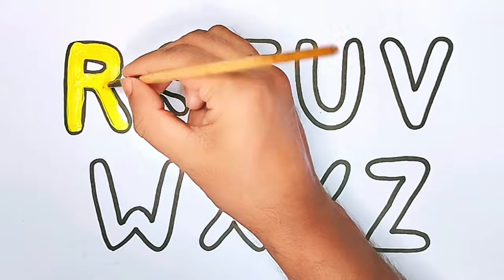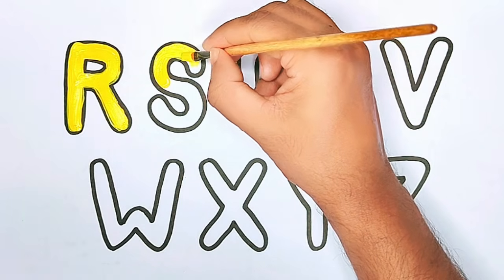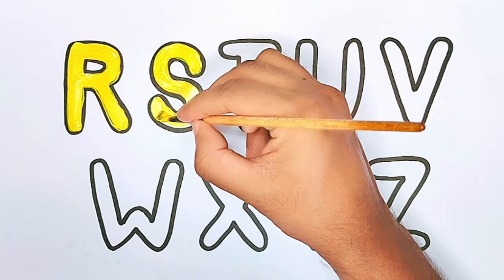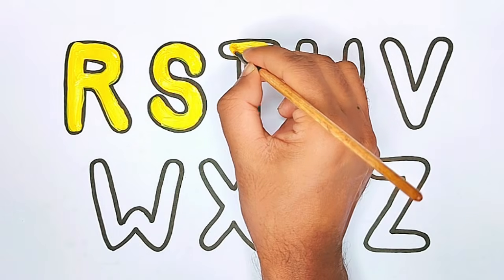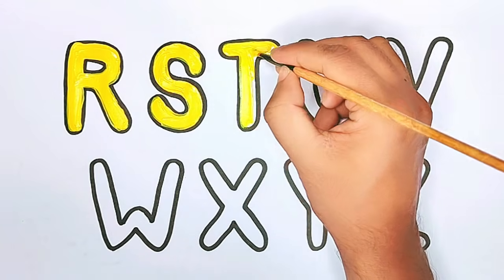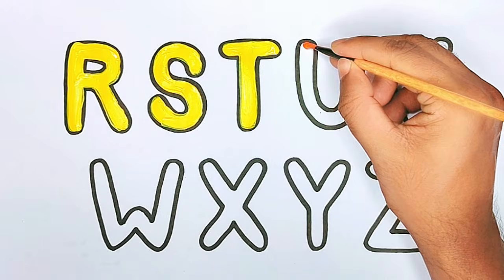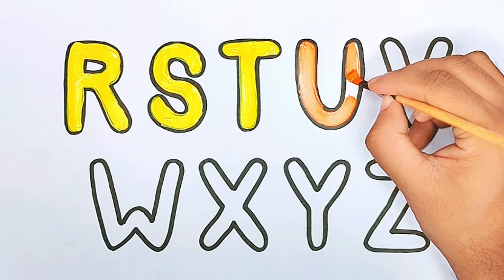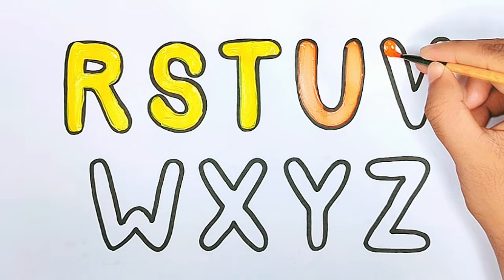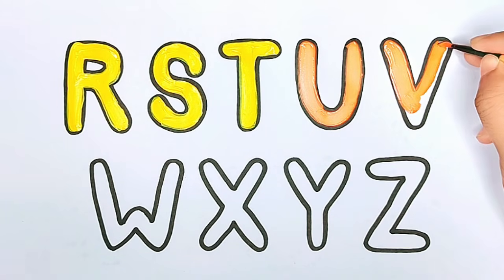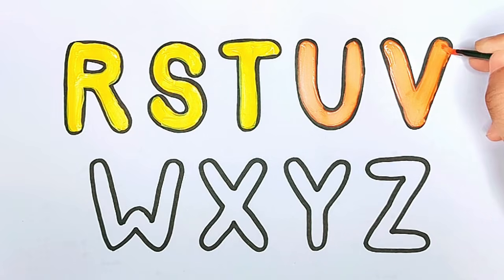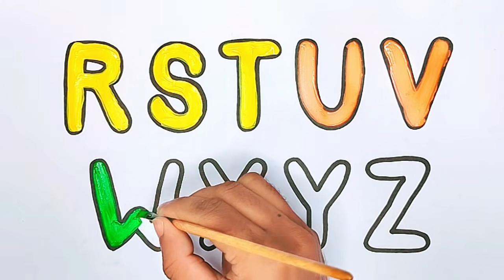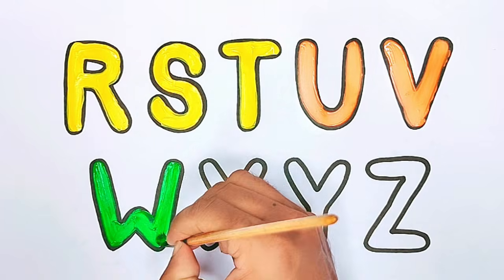R for rat. S for strawberry. T for tomato. U for unicorn. V for vegetables. W for watermelon.